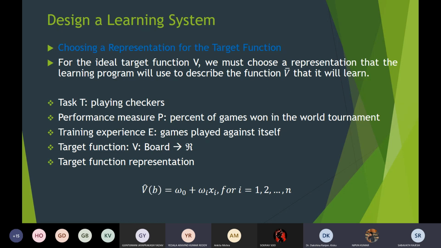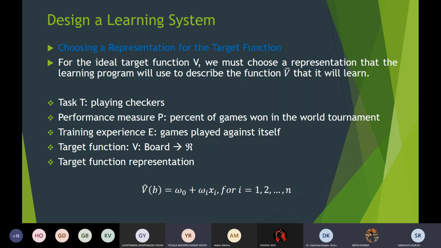Now in the case of the checkers playing game, we know that the task T is playing checkers, the performance measure P is the percent of games won in the tournament, and the training experience E is games played against itself, or played against humans. If we consider the target function as V, we can have a large number of board states after every move.